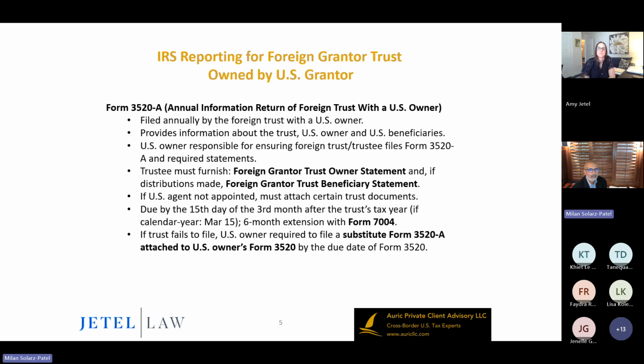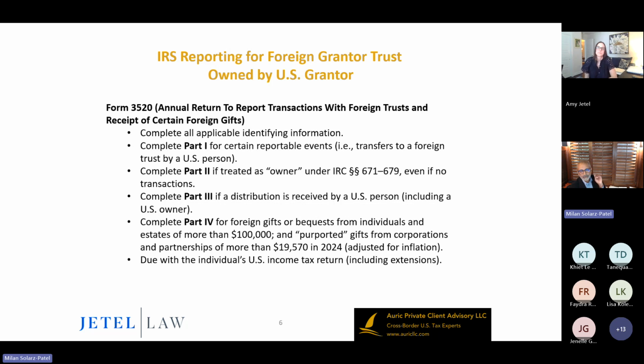Okay, so that's a foreign grantor trust with a US grantor. There's another part too, specific to the US grantor, which is form 3520. In addition to the 3520A, when you have a foreign grantor trust, the US grantor also has to complete part 1, usually if there are transfers to the trust, because the IRS wants to know when money is leaving the United States. The US owner is always going to have to fill out part 2 as the owner. And if there's been a distribution, then part 3 has to be filled out.